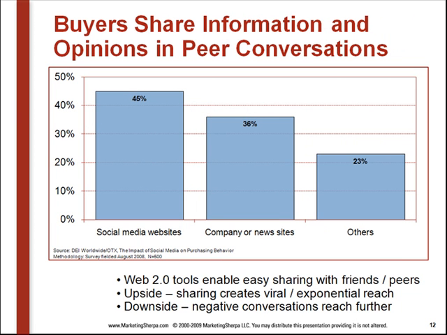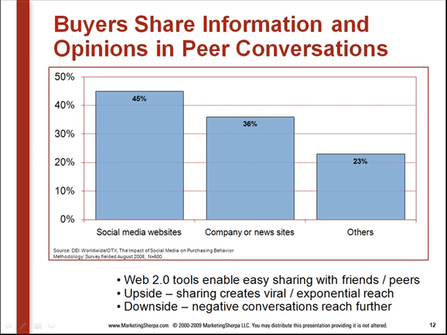subjective information like specifications and technical information. So once these buyers and influencers are gathering this information, now we're finding that they're sharing it more often on social media websites than with other websites like companies or news websites. And the reason for this is that social media uses Web 2.0 tools which are designed specifically to make sharing with your friends and peers easier.